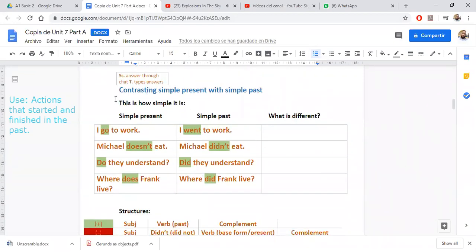Now, contrasting simple present with simple past. In the simple present, we say I go to work. In the simple past, we say I went to work. So as you can see, the structure is similar. In the simple tenses, simple past and simple present, the structure is similar. We have the subject, verb, complement. Subject, verb, complement. In the affirmative, it is pretty much the same. So I go to work, I went to work. What is the difference?